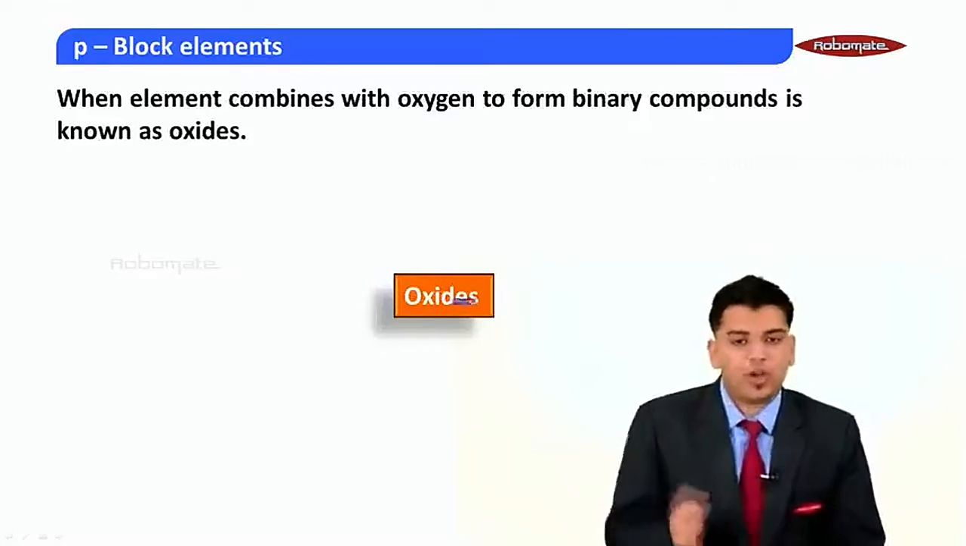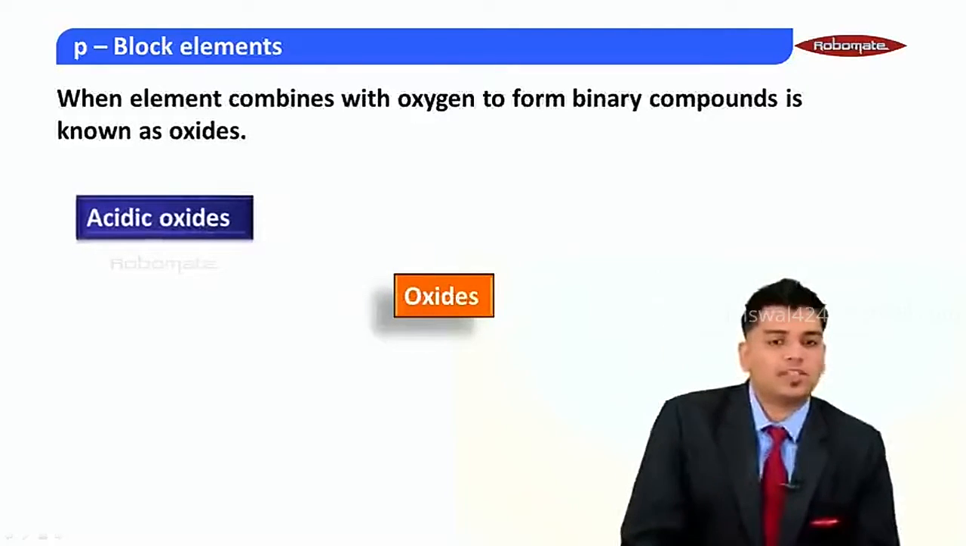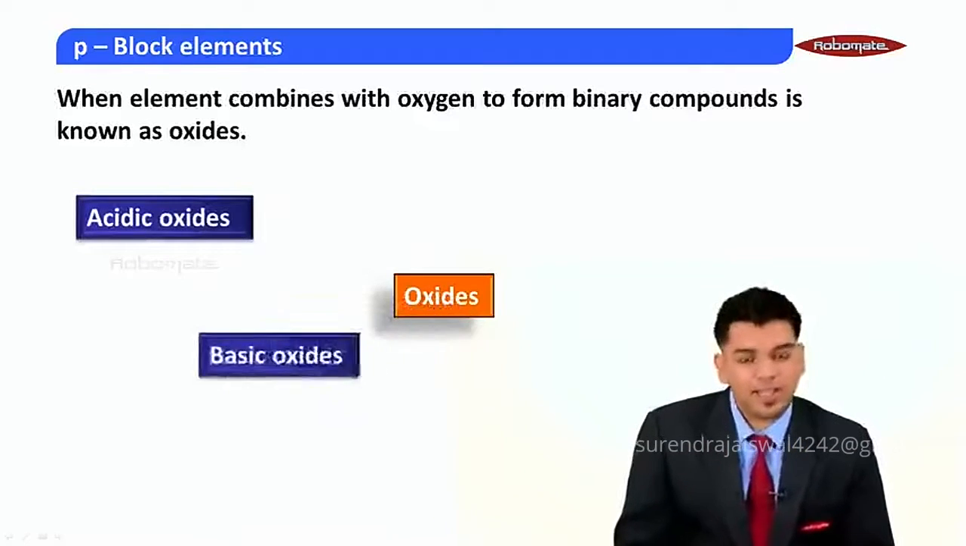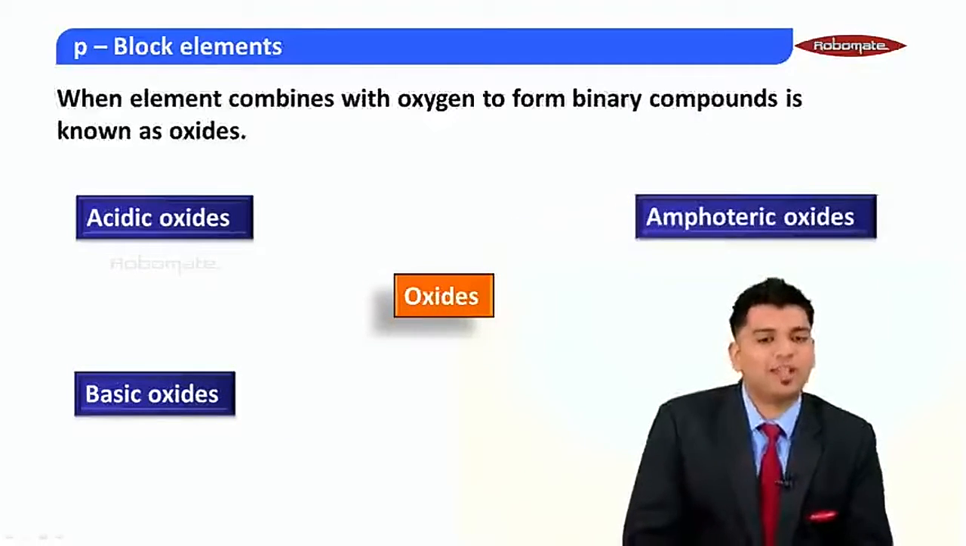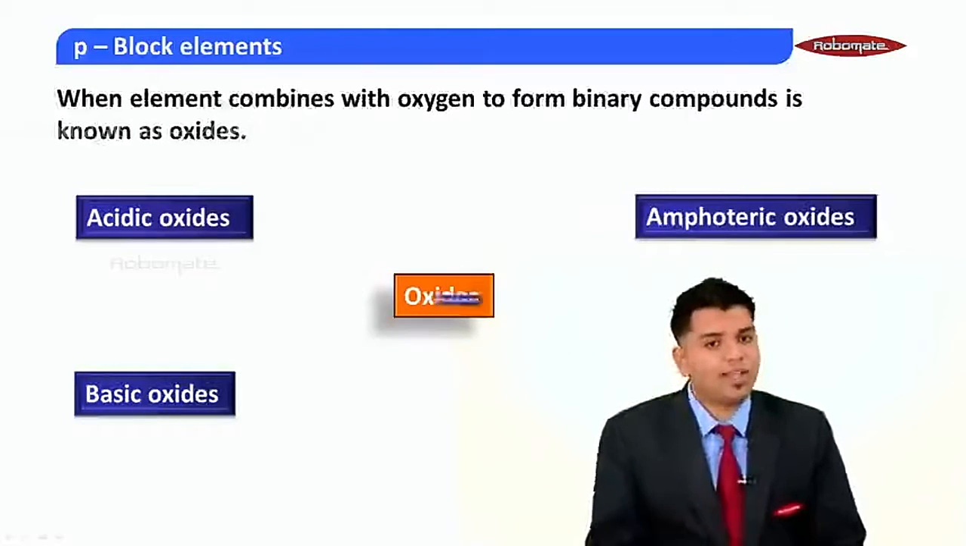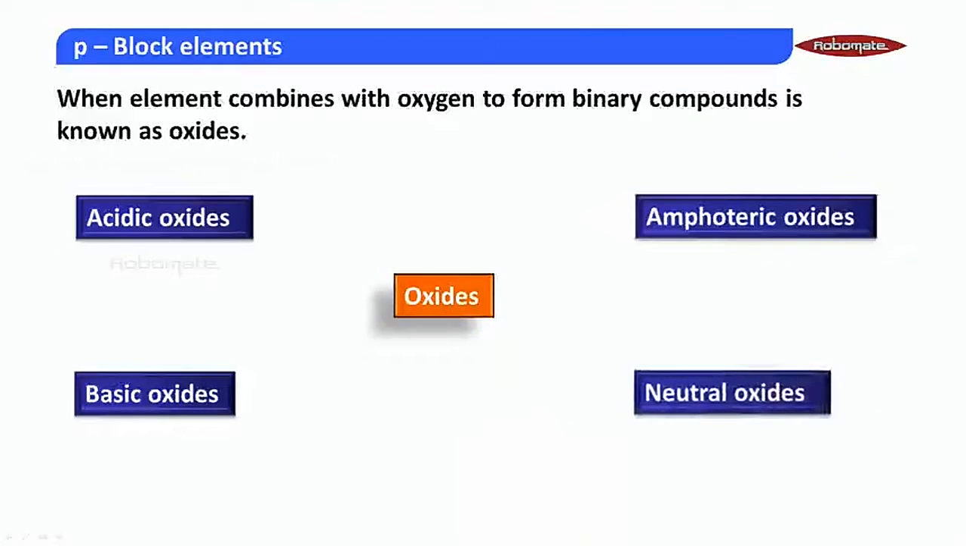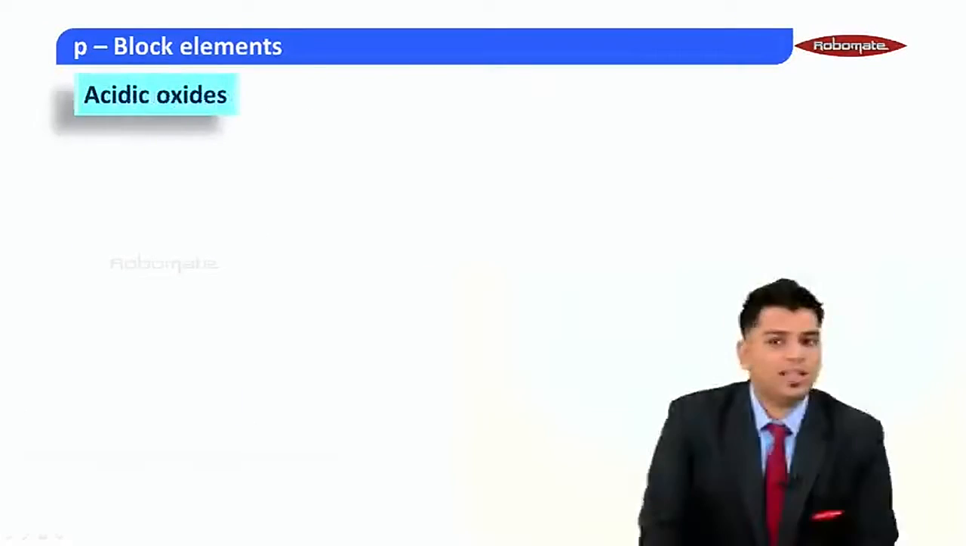The first one of them is acidic oxides. The second one is basic oxides. The third one that we have are amphoteric oxides, and lastly the fourth one, that is neutral oxides. So these are the 4 types of oxides: acidic, basic, amphoteric and neutral. Beginning with the acidic oxides.